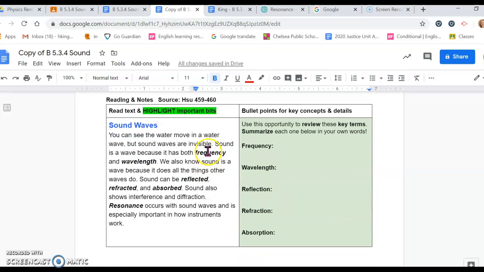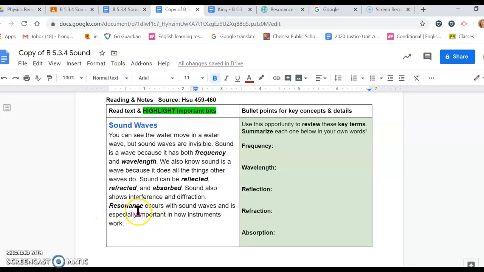I'm going to start reading here. You're going to highlight the important bits and bullet points for key concepts and details. Here we go. You can see the water move in a water wave. But sound waves are invisible. Sound is a wave because it has both frequency and wavelength. We also know sound is a wave because it does all the other things other waves do. Sound can be reflected, refracted, and absorbed. Sound also shows interference and diffraction. Resonance occurs with sound waves and is especially important in how instruments work.